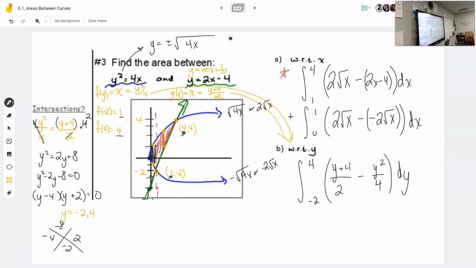How come you have to add from 0, the integral from 0 to 1 again? Can I do this?